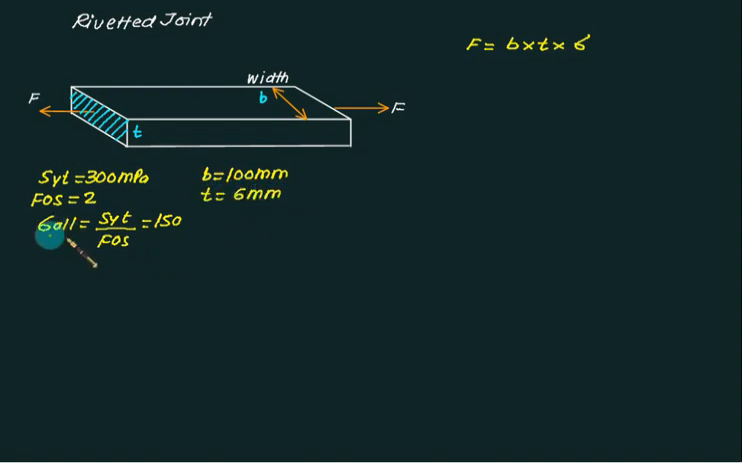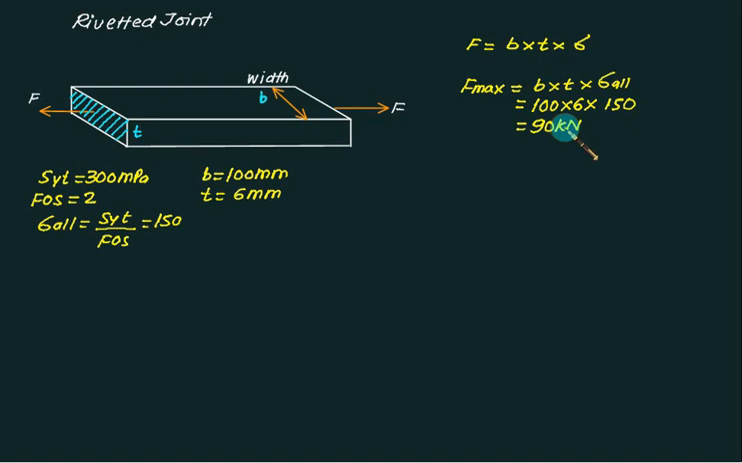So if I use this allowable value here, then my force is the maximum possible force. So B multiplied by T multiplied by sigma allowable. So what maximum force this plate can withstand, that we can find out. So this will be equal to 100 multiplied by 6 multiplied by 150. So this plate can withstand 90 kilonewton. Means you can never design this plate for a riveted joint having more than 90 kN force.